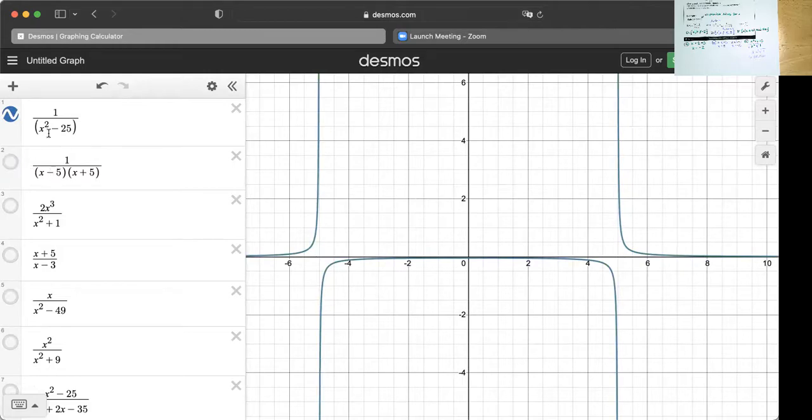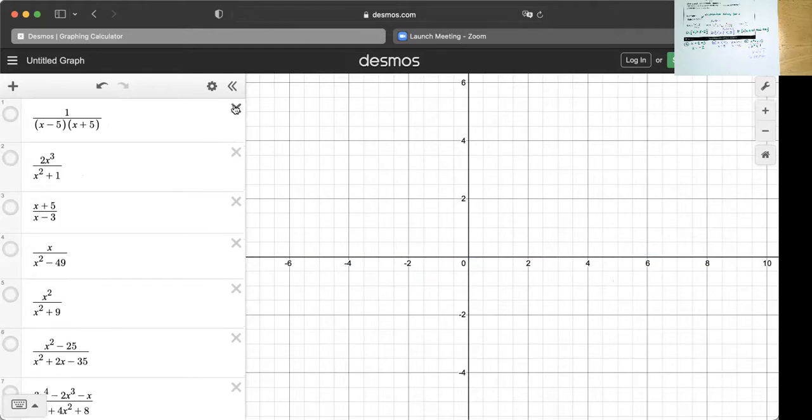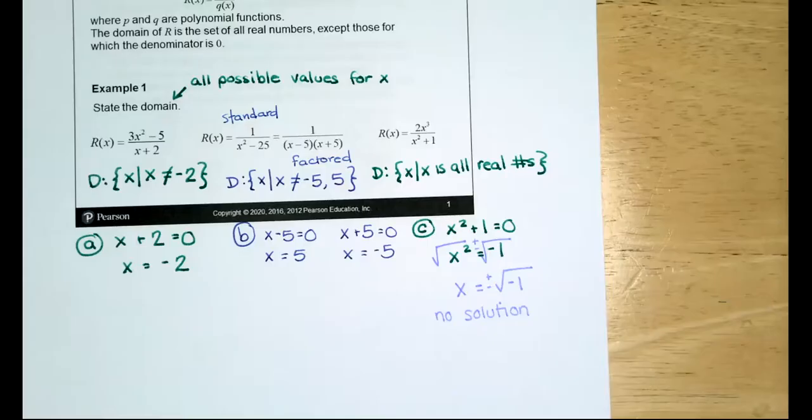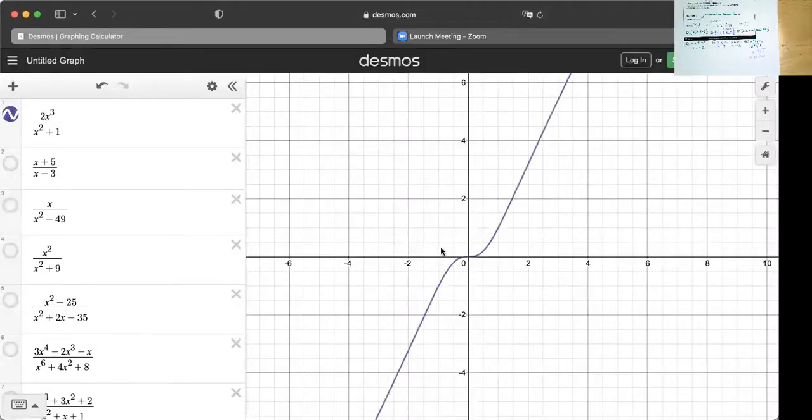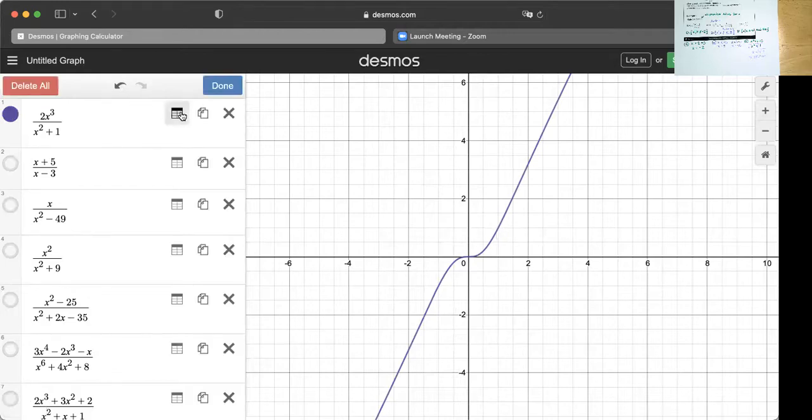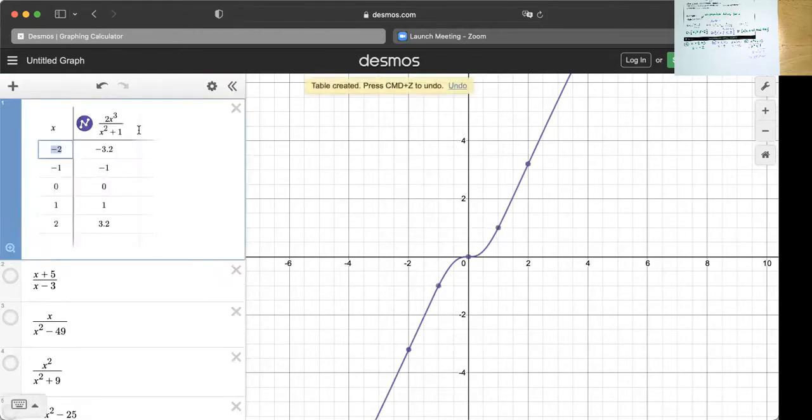So the factored and the standard form are the same graph. All right. And our last one was 2x to the third over x squared plus 1. And we said it's all real numbers, so it should not exclude anything. Let's look at what this looks like. Good. So there's no number that is undefined. Those are all real numbers. Okay.